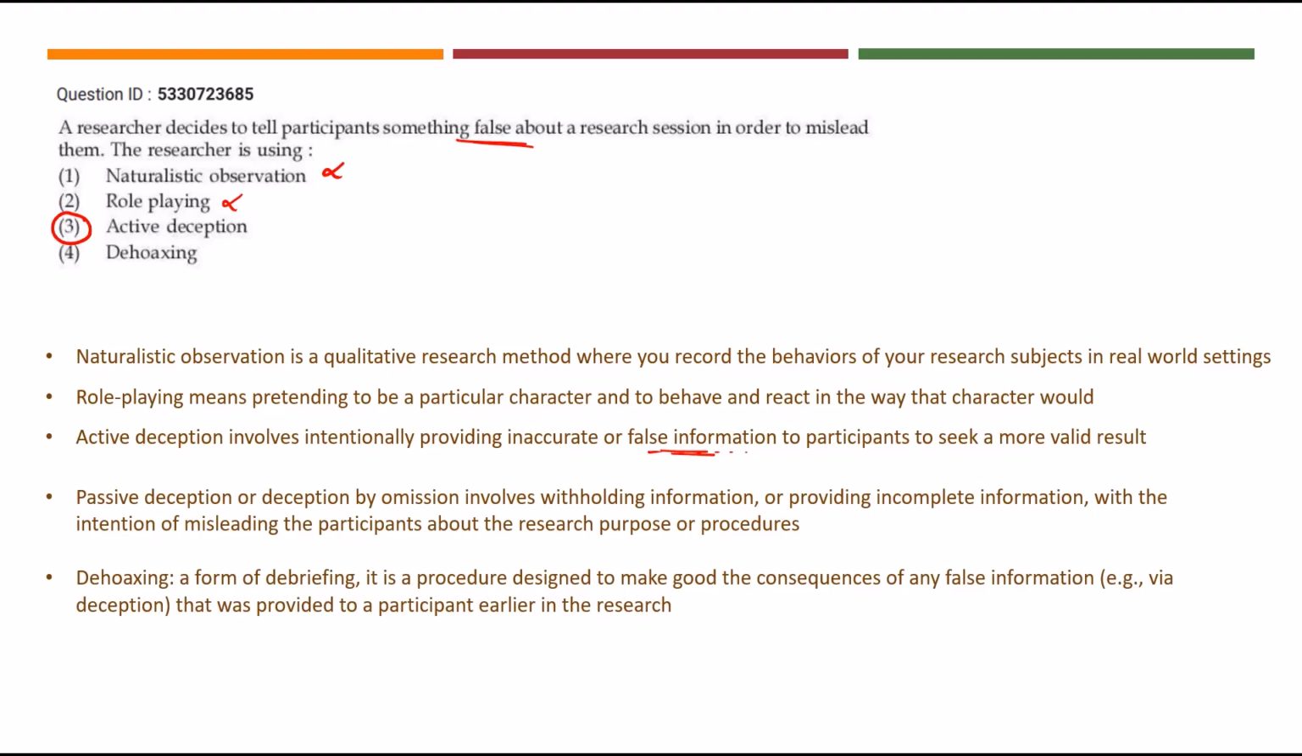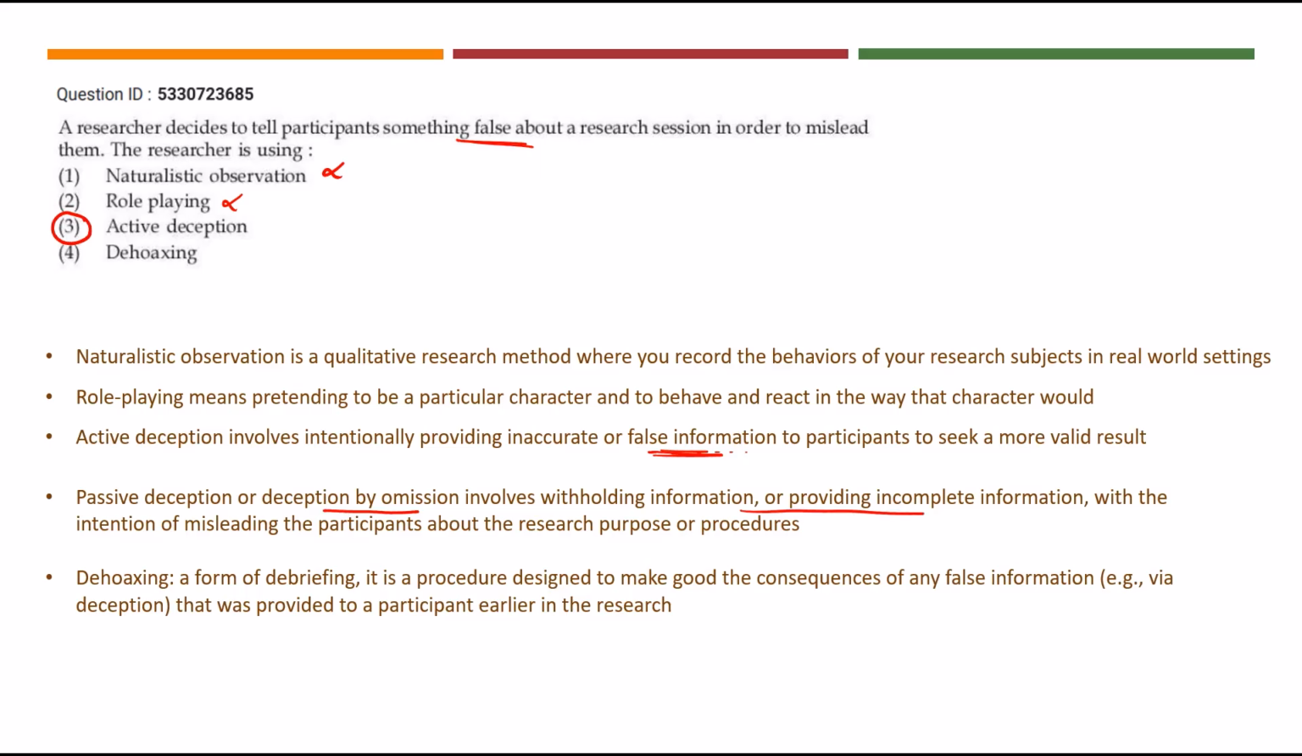There is something called passive deception, or you can also call it deception by omission. This involves withholding information or providing incomplete information. It means only partial information is given with the intention of misleading the participants about the research purpose or procedure. Here it is about giving false or inaccurate information, but there it is about providing incomplete information.